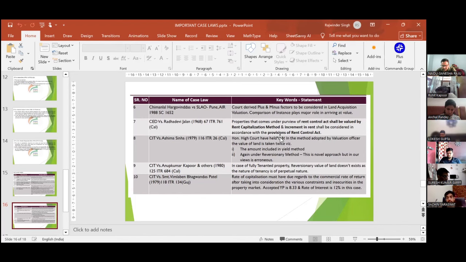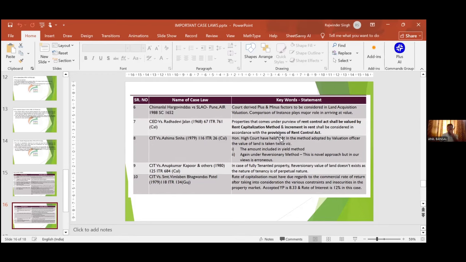And in the case of CIT versus Ashima, the court has said that the value of the land cannot be taken twice in case of rent controlled properties, meaning the reversion of the property cannot be taken. Reversion of land cannot be taken in case of rent controlled properties. Similarly, the reversionary value of the land cannot be taken if the nature of the tenancy is perpetual. It was in CIT versus Anupam Kapoor and others.